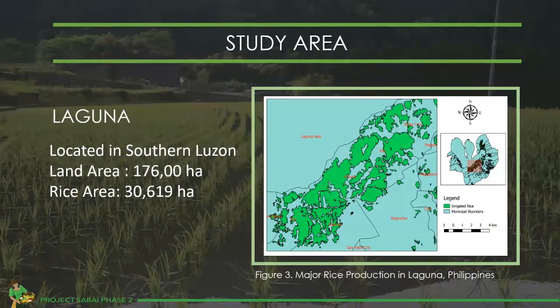The chosen area for this study is Laguna with 30,619 hectares of rice area according to the Philippine statistics, and most of the rice areas are located in the southern part of Laguna de Bay, specifically in the municipalities of Calauan, Bay, Victoria, Pila, and Santa Cruz.